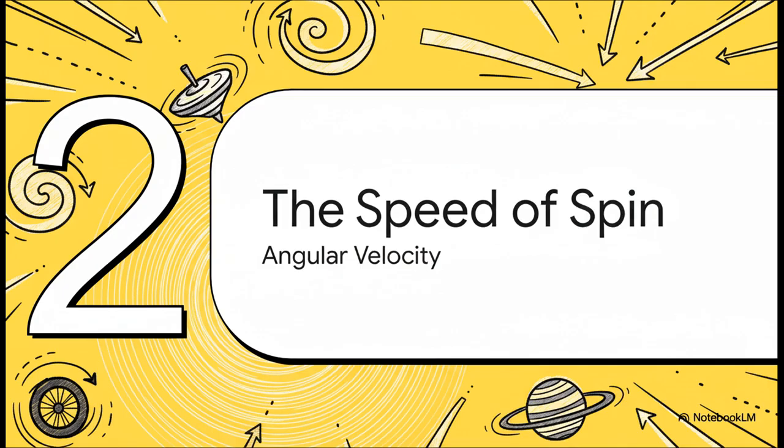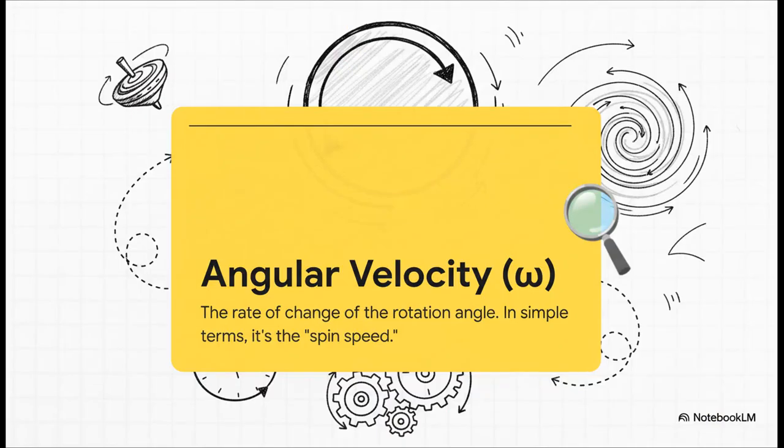Okay, great. So we figured out how to measure the amount of rotation. The next logical question is, well, how fast is it rotating? It's time to talk about the speed of the spin. So physicists have a fancy name for this, of course. They call it angular velocity, and they use the Greek letter omega to write it down. But don't let the name intimidate you. It's really just the rotation angle, those radians we just talked about, divided by time. Honestly, the easiest way to think about it is just spin speed. That's it. How many radians are you spinning through every single second?